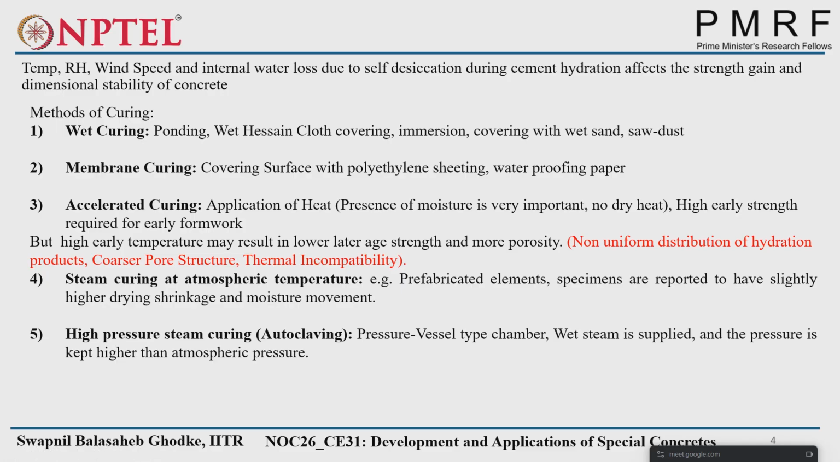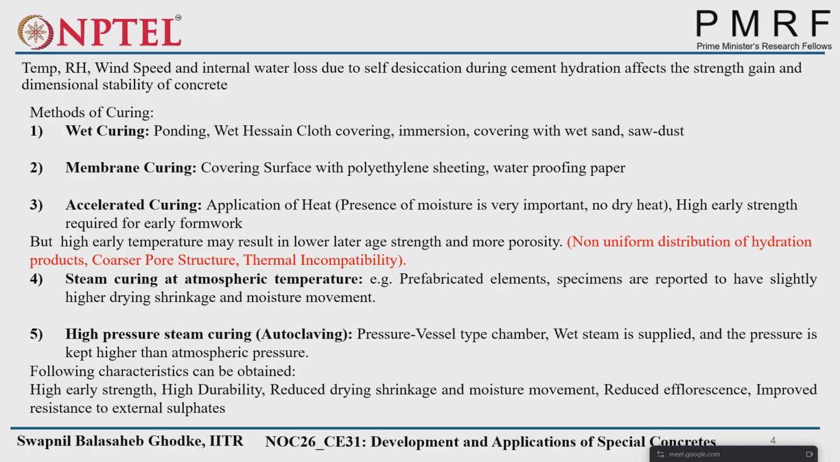For that purpose, high pressure steam curing is available, called autoclaving, where a pressure vessel type chamber is used and wet steam is applied at a pressure greater than atmospheric pressure. It has more advantages like high early strength, high durability, reduced drying shrinkage and moisture movement, reduced efflorescence, and improved resistance to external sulfates. But this is the costlier one, right? So different types of curing are available according to the requirement, and we have to use that one.